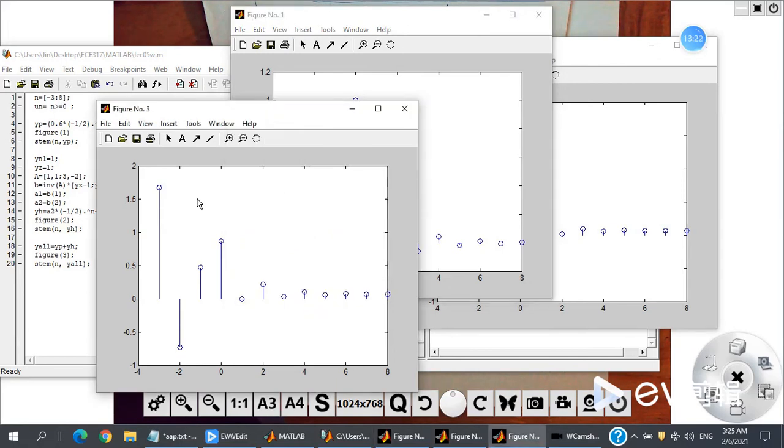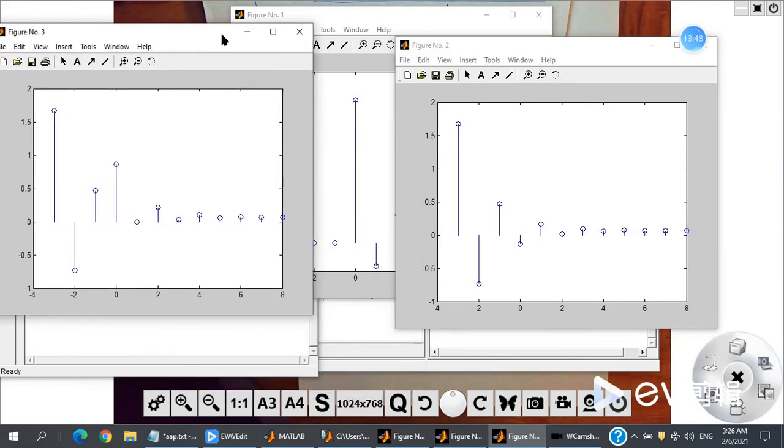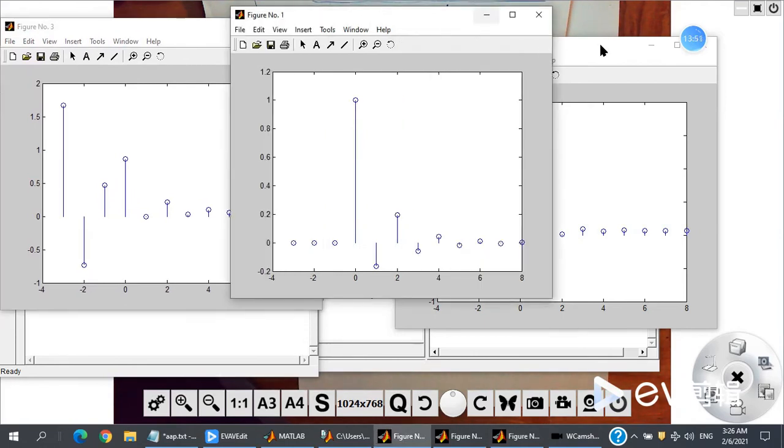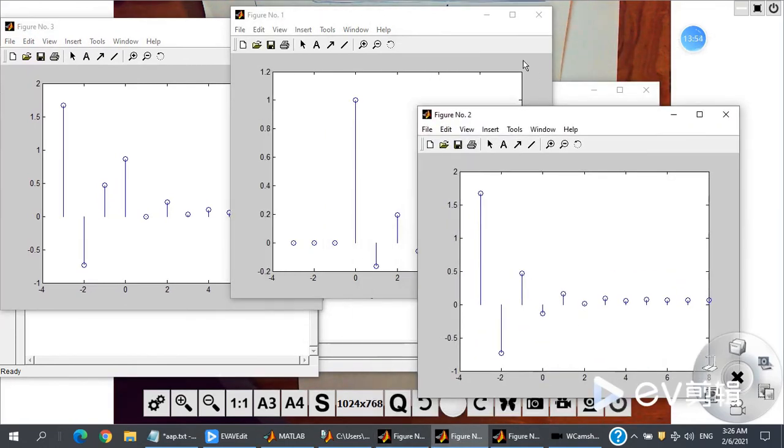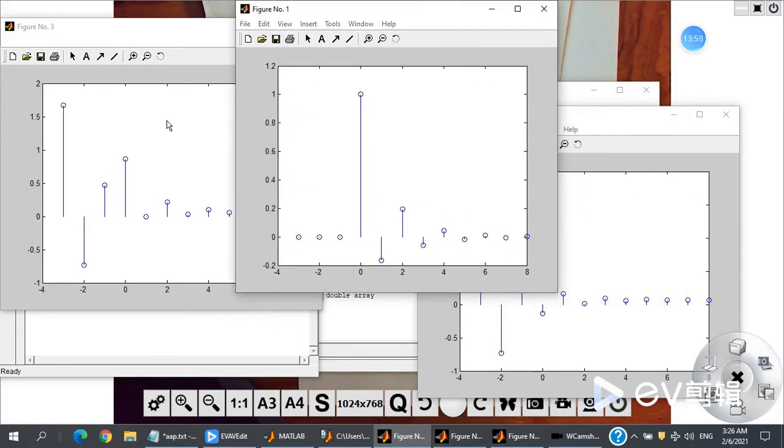And figure 2, this is the homogeneous solution. The homogeneous solution goes from negative to positive infinity. All of them might be non-zero values. You can see we have a lot of non-zero values, right? No u of n, right? We do not have u of n in the term. Then the final answer is the summation of these two. Combined, these three give the final answer.